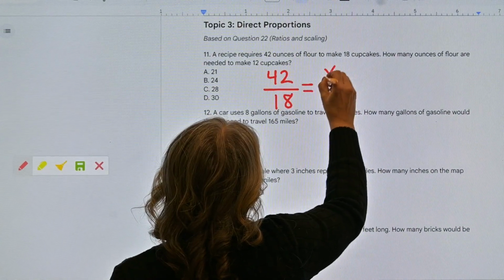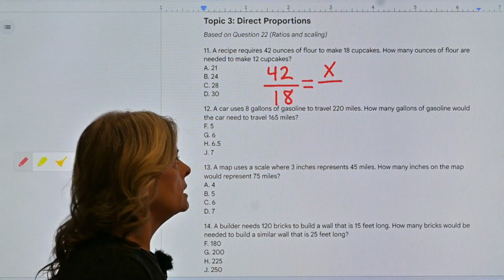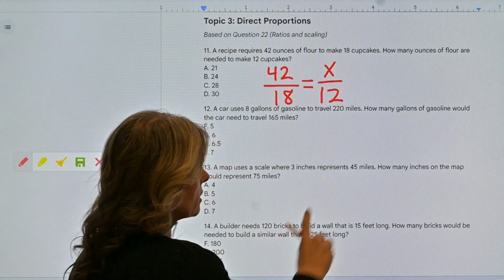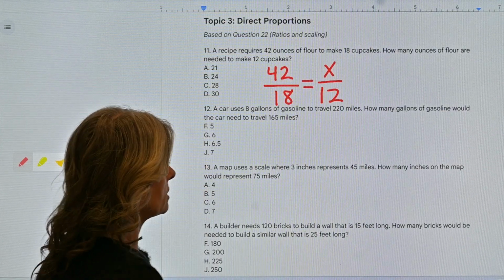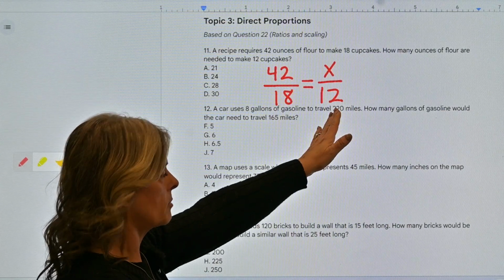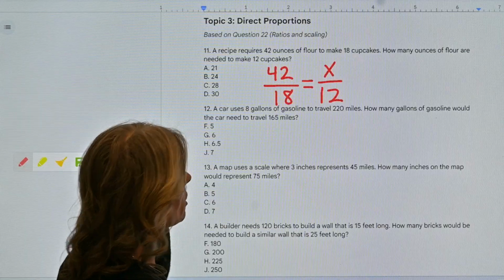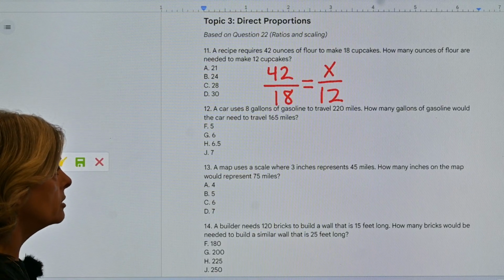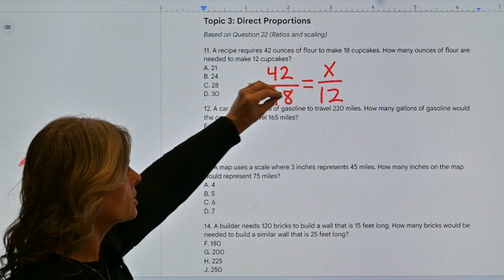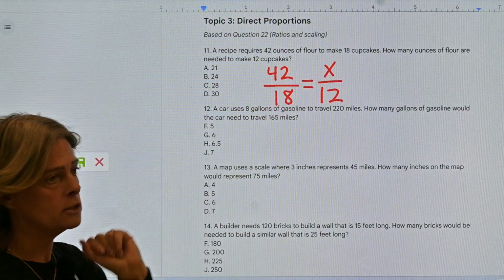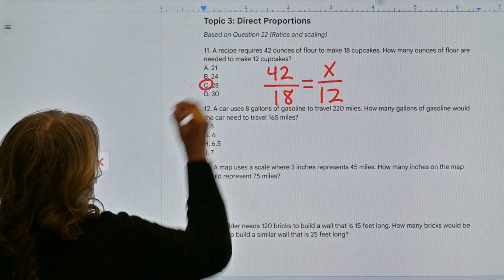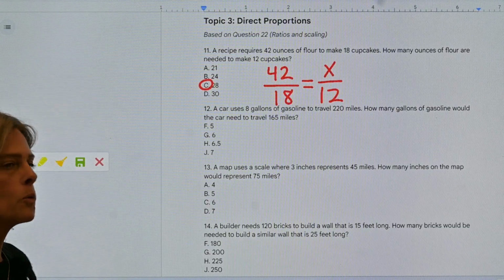How many ounces of flour? We don't know that, that's what we're trying to find. Do you need to make 12 cupcakes? So just double check that on the bottom we have cupcakes, 18 cupcakes, 12 cupcakes. On top is our flour that we need. This can be done in the numeric solver, okay? Top box fraction, bottom box fraction, I would go ahead and use that. 28? Good. Awesome. Let's do one more just because these are super quick, okay?